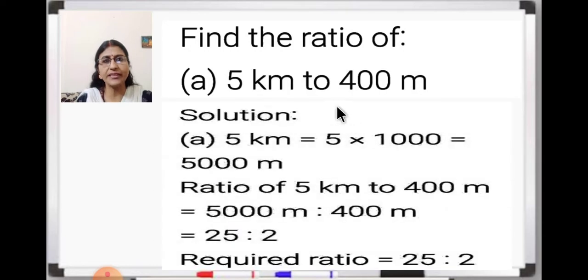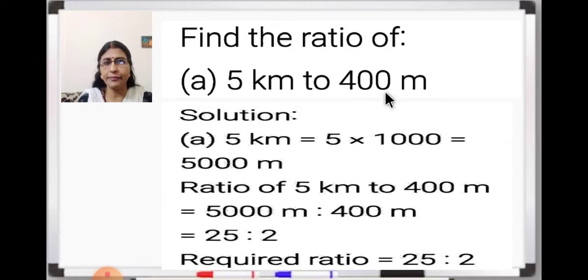So how to do this, you know already. Here first we have to see the units. Units should be the same. And then you know ratio means what you have to do? You have to divide. So first we see whether the units are the same or not. Here this is in kilometer, so first we'll convert this into meter because here it is given in meter. So 5 kilometer is equal to 5 multiplied by 1000, that is 5000 meter.